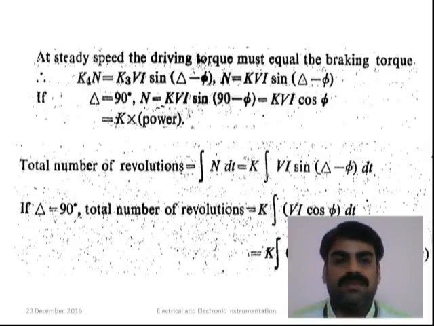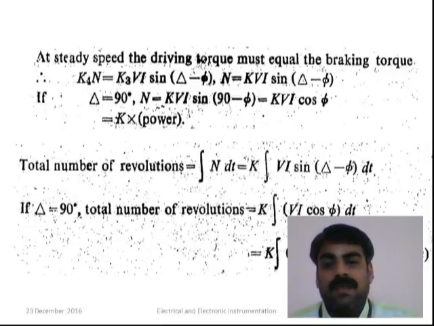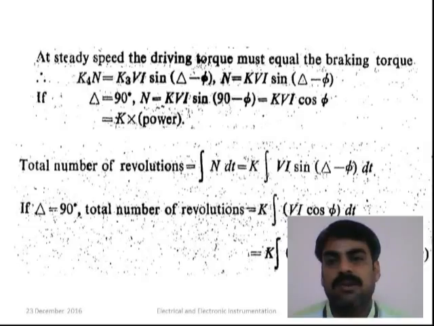The brake magnet will set up another eddy current. That eddy current will interact with the brake magnet field and give us a braking effect. The speed of the disc can be controlled by adjusting the position of the magnet. And finally, we have seen how the number of revolutions made by the disc is related to the energy. So this is what we have discussed in the energy meter.